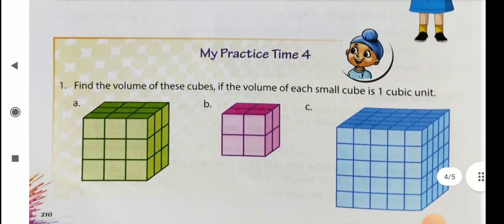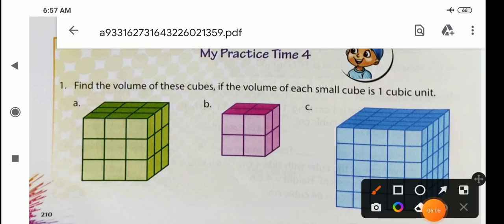Then my practice time 4. Find the volume of these cubes if the volume of each small cube is 1 cubic unit. Means, children, 1 cube is 1 cubic unit. So now we have to find out their volume. For example, A, B, and C.